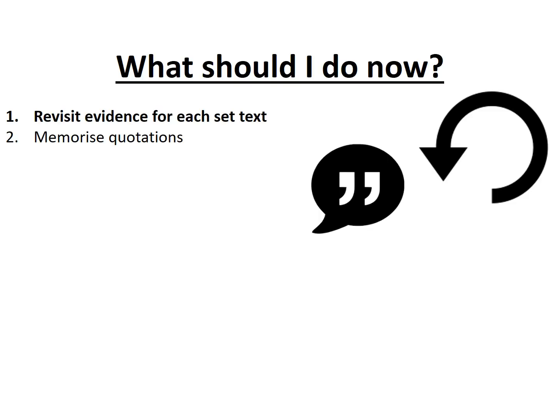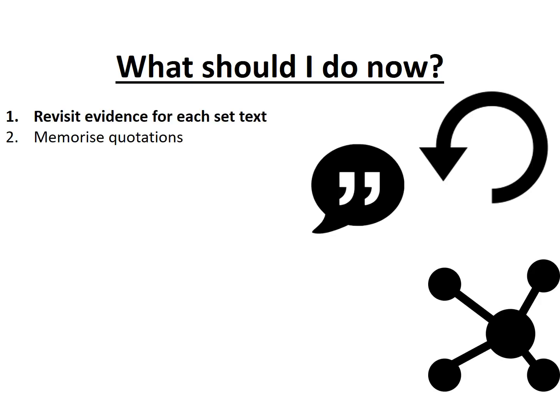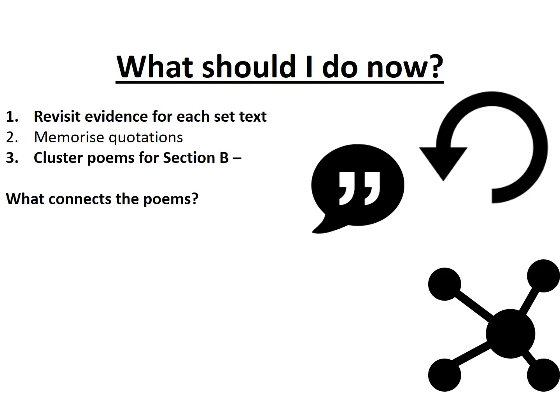Specifically for section B, I recommend that you cluster the poems together. As it emerged in the examiner's report, they want to know what connects the named poem to the poem that you choose. Now, obviously, I recommend the playlists I have, as I know these can help you with the steps that I've just shared. I've even got a playlist for love and relationships that shares the clusters for that section of the exam.